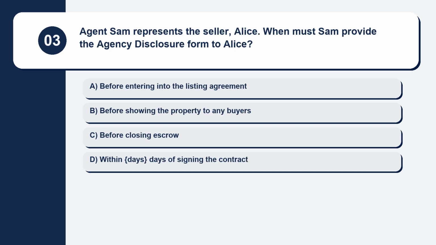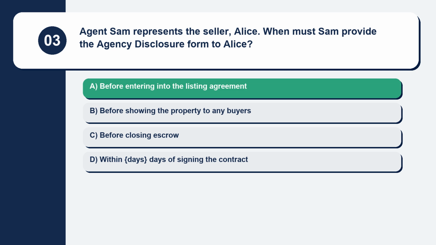Question 3. Agent Sam represents the seller, Alice. When must Sam provide the agency disclosure form to Alice? Here are your options. Option A, before entering into the listing agreement. Option B, before showing the property to any buyers. Option C, before closing escrow. Option D, within days of signing the contract. The correct answer is option A, before entering into the listing agreement.